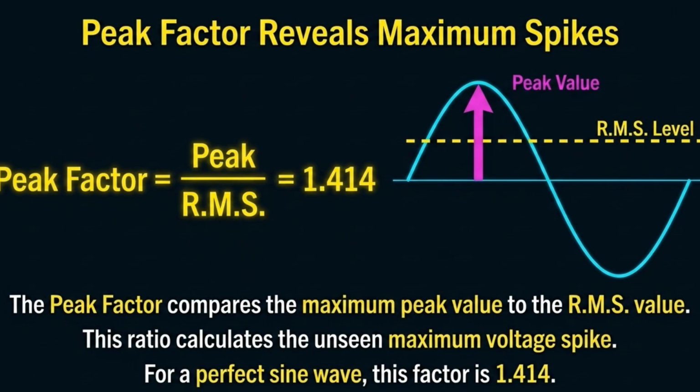To understand voltage spikes, we look at the peak factor. This compares the maximum peak value to the RMS value. For a perfect sine wave, this value is 1.414.